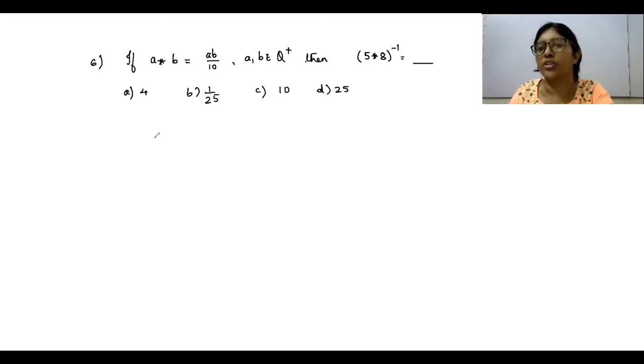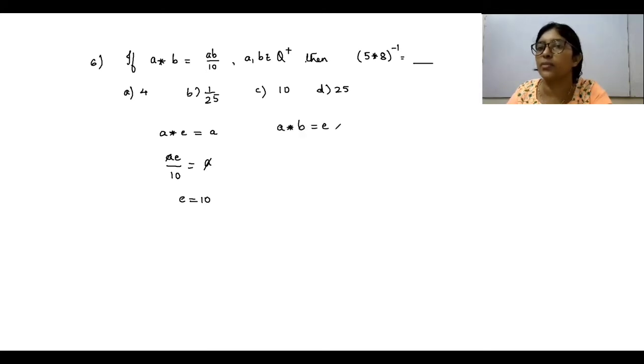So here we have a question on binary operation, and to find the inverse, the first thing we have to do is find the identity element, which is A star E equal to A, where E is the identity element. Going according to the operation given here, we have the value of E as 10. So this gives us the identity element. It's commutative, so we are not looking for E star A again.